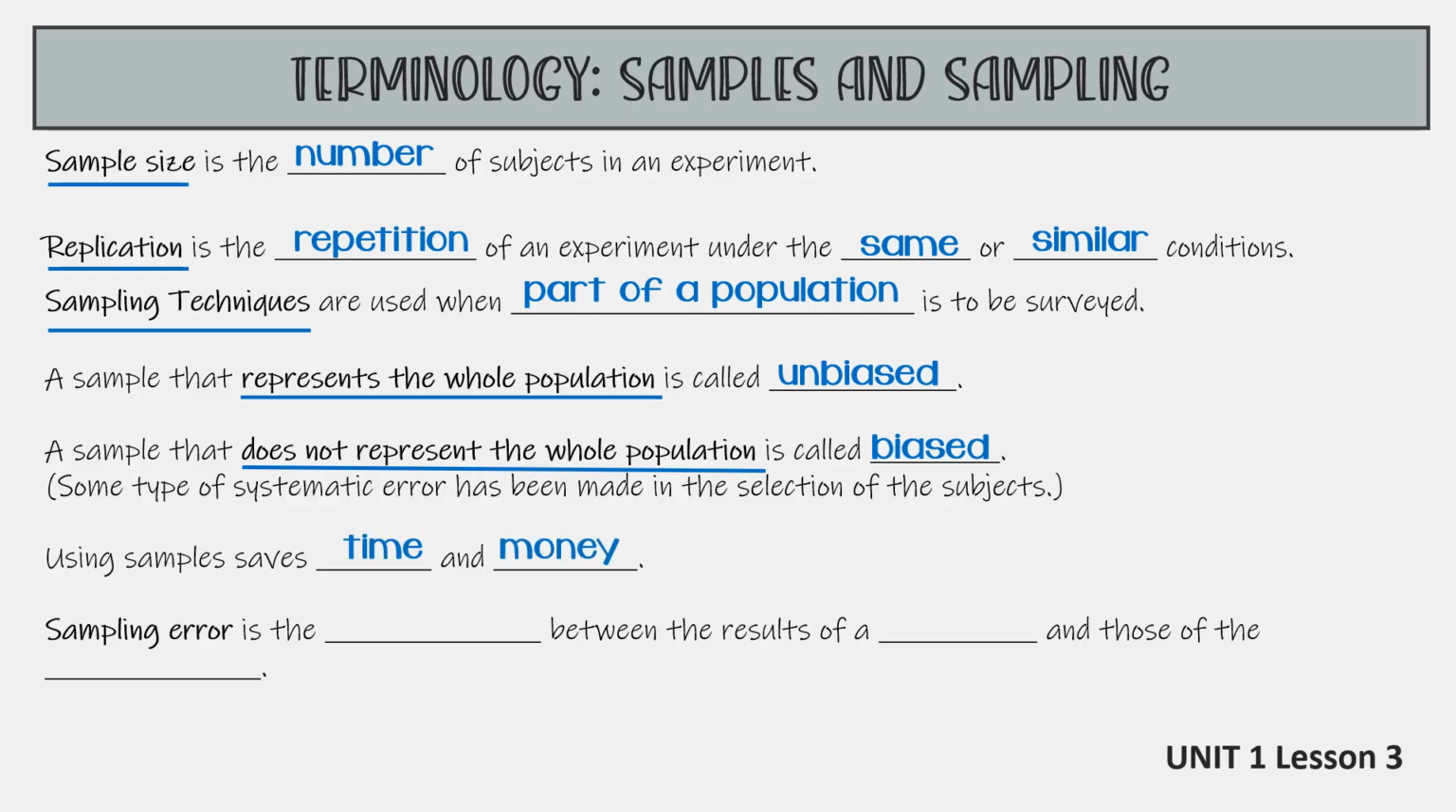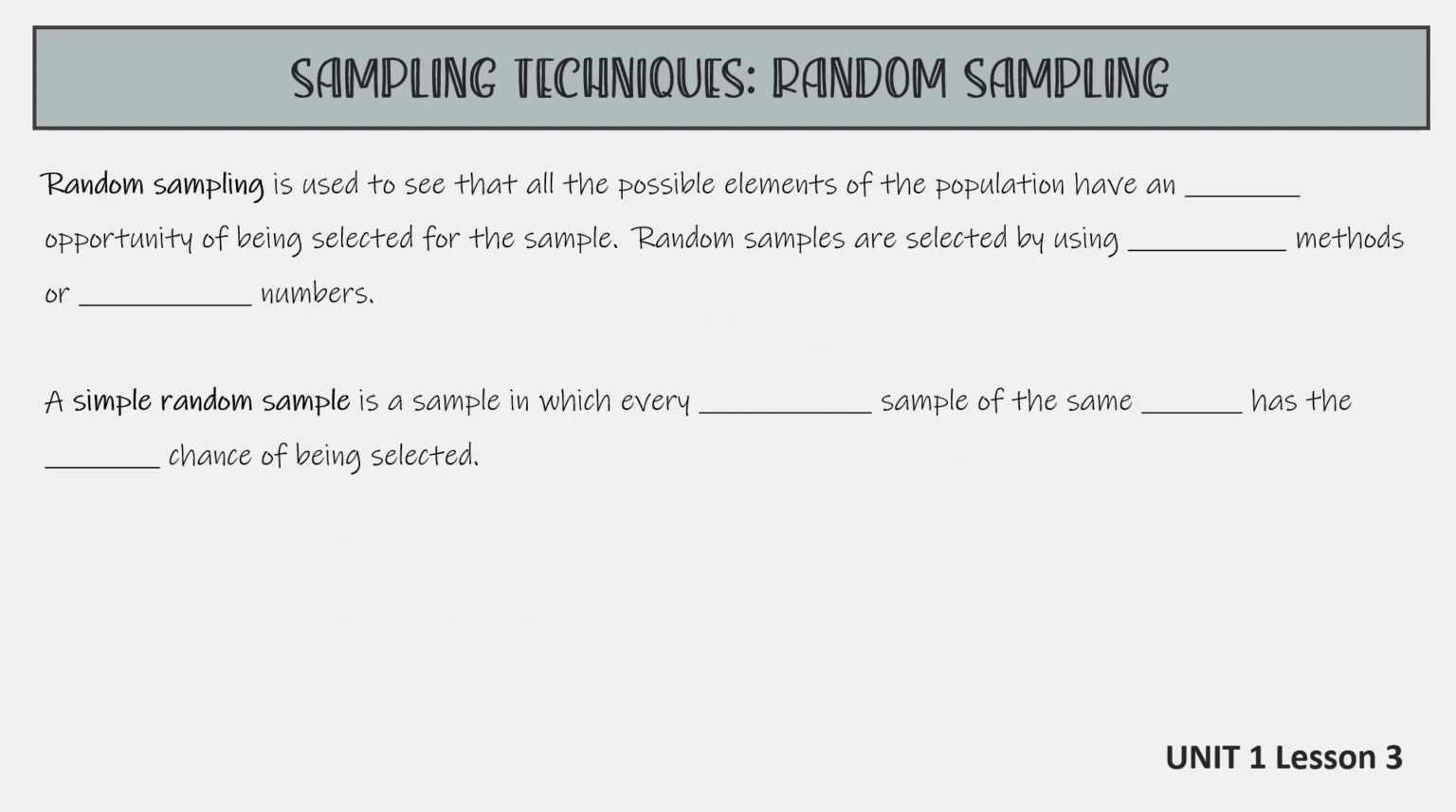Using samples saves time and money. Sampling error is the difference between the results of a sample and those of the population. Sampling techniques, random sampling. Random sampling is used to see that all the possible elements of the population have an equal opportunity of being selected. Random samples are selected by using chance methods or random numbers. A simple random sample is a sample in which every possible sample of the same size has the same chance of being selected.